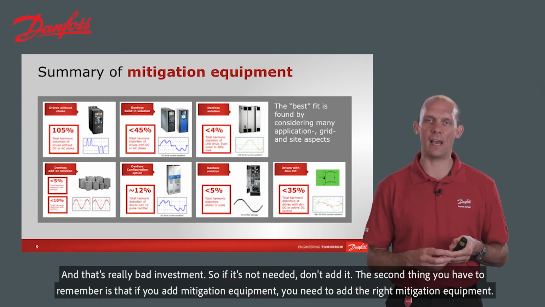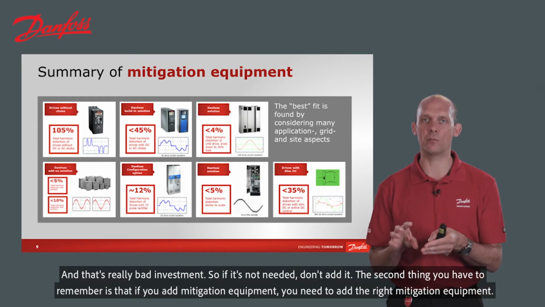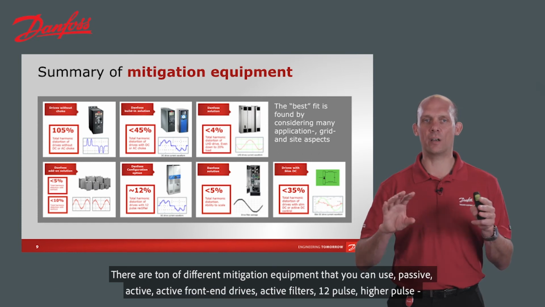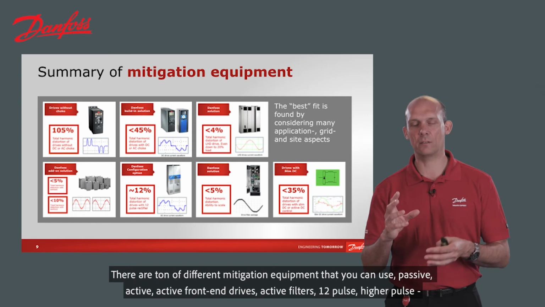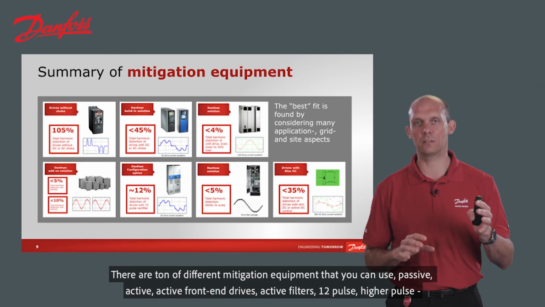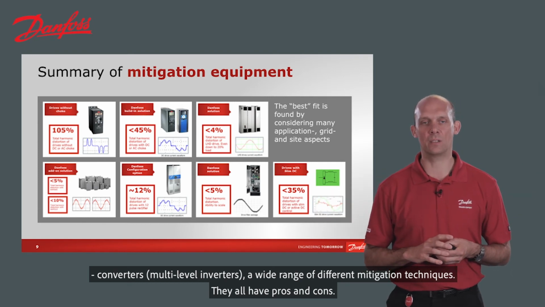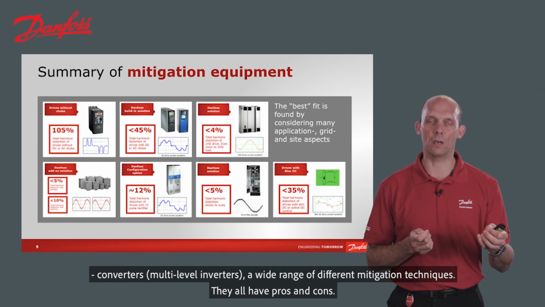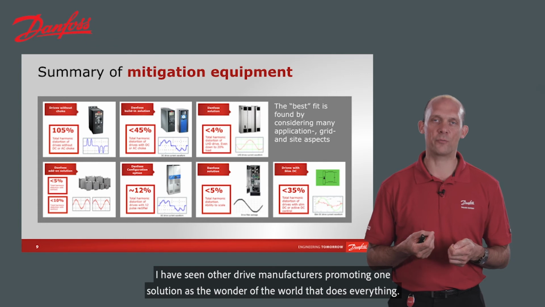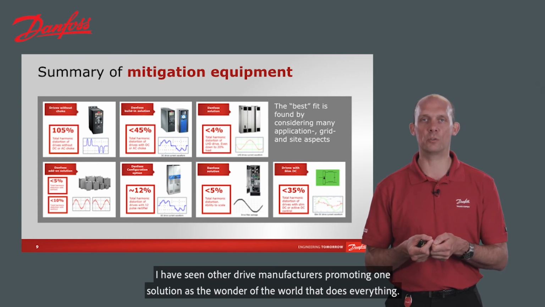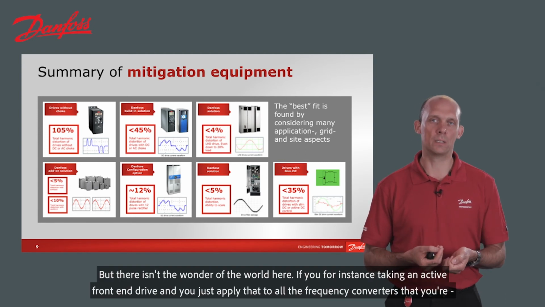The second thing you have to remember is that if you add mitigation equipment, you need to add the right mitigation equipment. There are a ton of different mitigation equipment that you can use. Passive, active front-end drives, active filters, 12 pulse, 18 pulse, a wide range of different mitigation techniques. And they all have pros and cons. I have seen other drive manufacturers promoting one solution as the wonder of the world that does everything. But there isn't a wonder of the world here.